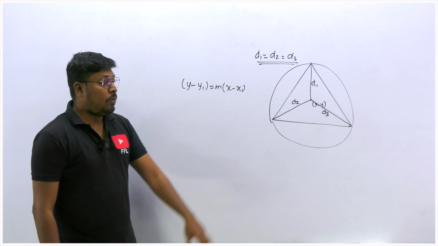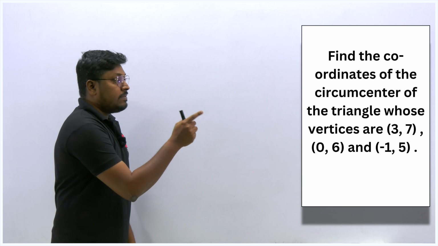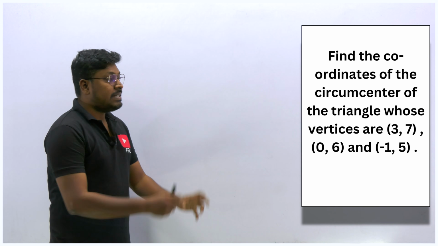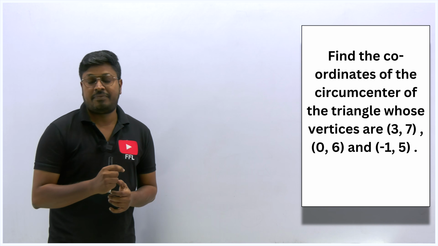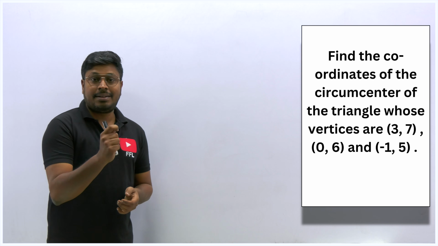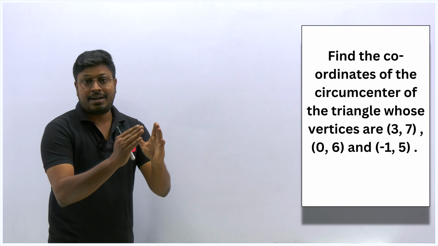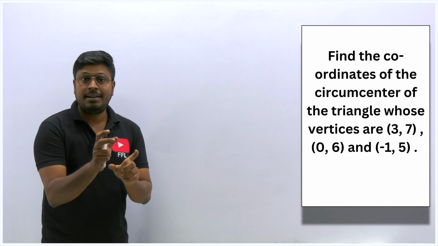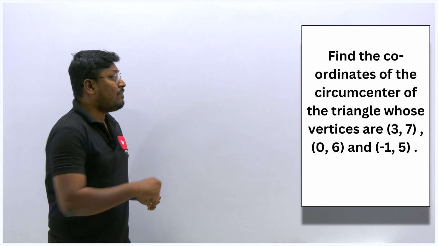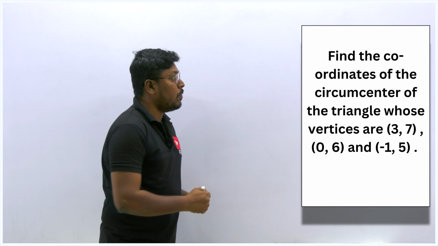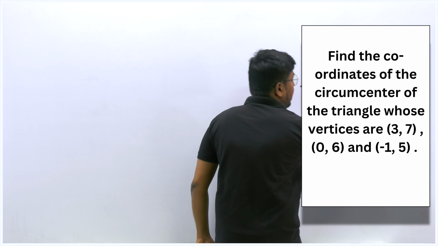Now let me move on to the question based on circumcenter coordinates. Here is the first question. They have given the vertices A (3,7), B (0,6) and C (-1,5). Our target is to find the coordinates of the circumcenter. First, we have to draw a triangle and assume points A, B, C, and we are going to solve this question with the same distance formula. After solving this question, I will give you one question as homework. So first, just draw a small triangle and mention the points wherever you want.